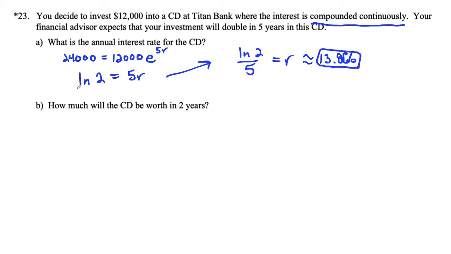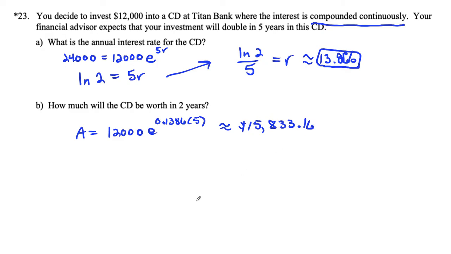In part B, they're asking us how much will this CD be worth in 2 years, right? So now we know the interest rate. So my amount is going to be equal to that principal, $12,000. We know that it is 0.1386 interest rate. And we are going to multiply this by 5 years. All right, so just type that right into our calculator, and this would be worth approximately $15,833.16.